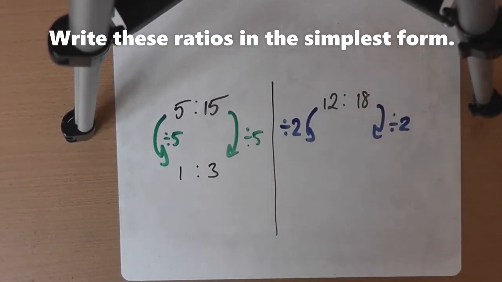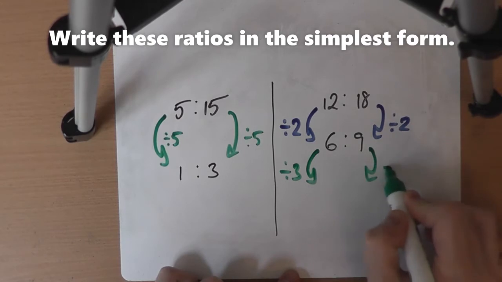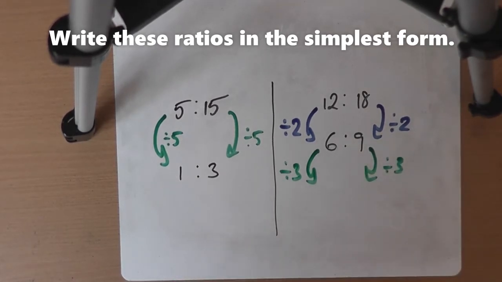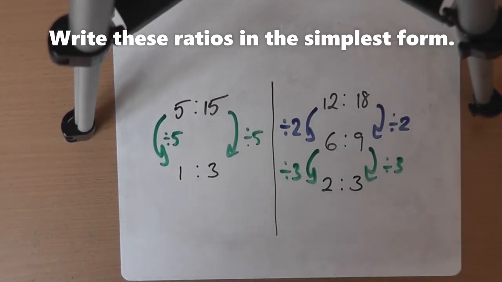We could do 12 divided by 2 and 18 divided by 2 to get 6 to 9. And then we should always ask ourselves, is that the simplest form, or is there anything else that they will both divide by? And it turns out that they will both divide by 3. And because we're looking for the simplest form, we should do that. So we should break these down again. 6 divided by 3 is 2, 9 divided by 3 is 3, and we get 2 to 3. And then we ask ourselves, is that the simplest form, or is there anything else that they will both divide by? Well, 2 will divide by 1 and 2, 3 will divide by 1 and 3, so the only thing they'll both divide by is 1, and it won't change anything. That must be the simplest form.